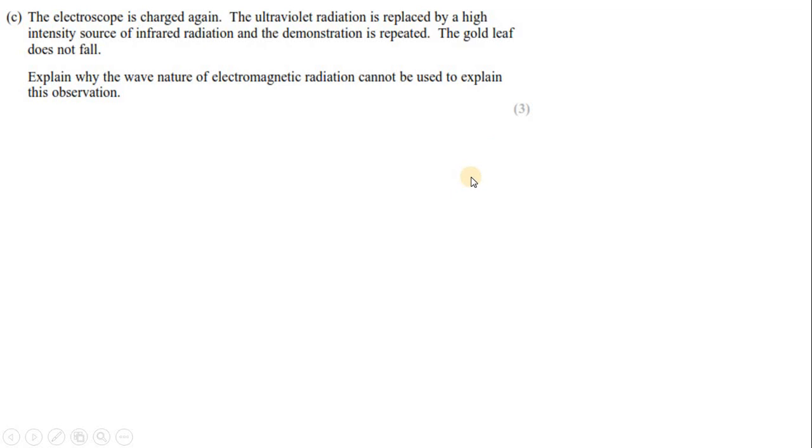Part C, the electroscope is charged again. The ultraviolet radiation is replaced by a high intensity source of infrared radiation, and the demonstration is repeated. The gold leaf does not fall. Explain why the wave nature of electromagnetic radiation cannot be used to explain this observation.